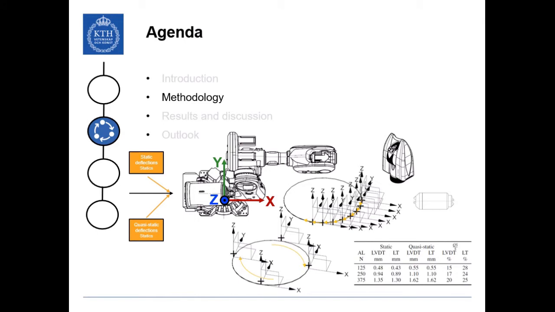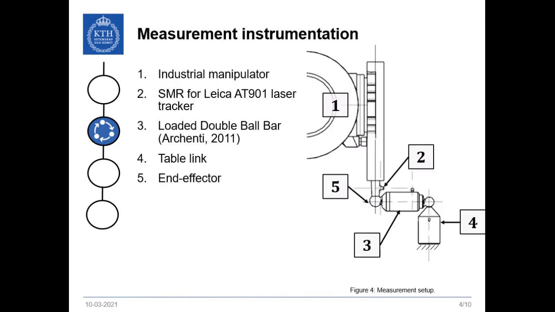Methodology section. Measurement instrumentation. The conceptual measurement setup can be seen in Figure 4 on the right-hand side. The setup comprises the following equipment. 1. A large-sized serial articulated industrial robot with its corresponding controller, which is not included in the picture. Number 2. A Leica 18901 laser tracker, which is also not included in the picture, but which is represented by a 0.5-inch spherically mounted retroreflector.